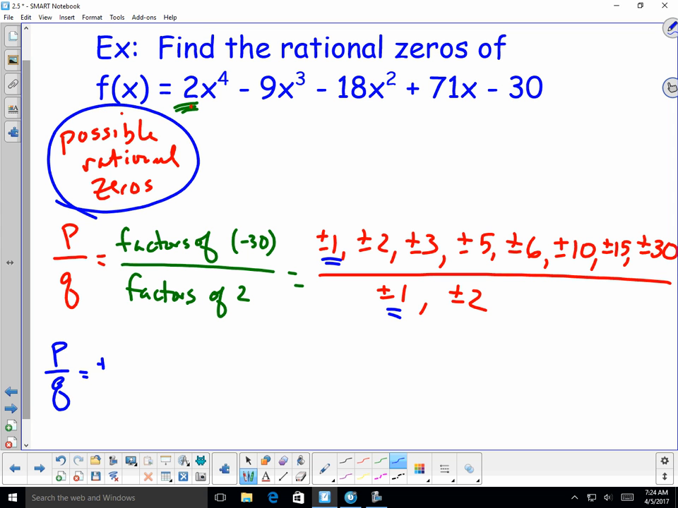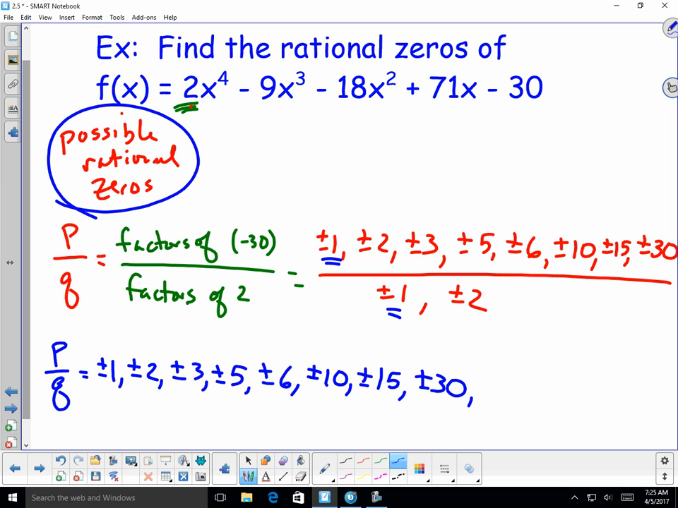Let me just list, I'm just going to take 1 over 1, 2 over 1, 3 over 1, and so on first. So I got 1 over 1, 2 over 1, 3 over 1, 5 over 1, 6 over 1, 10 over 1, 15 over 1, 30 over 1. Now let's take all of those over 2. So I need 1 over 2. So that means 1/2 and -1/2 are possible rational zeros.